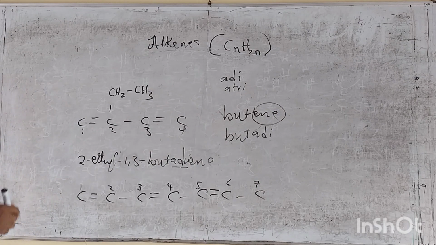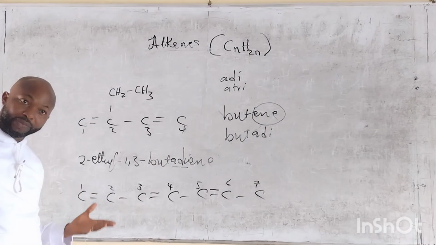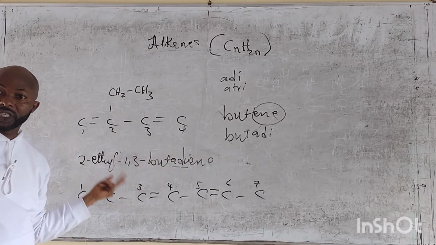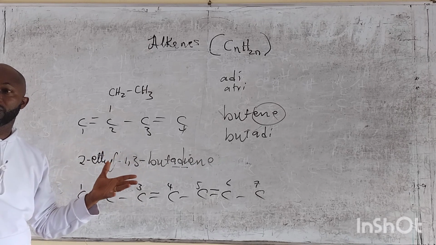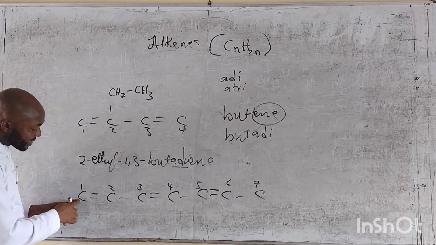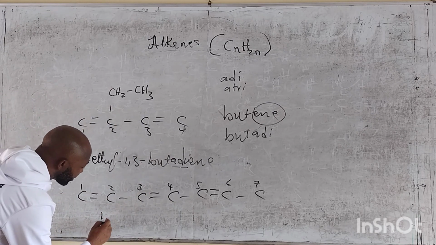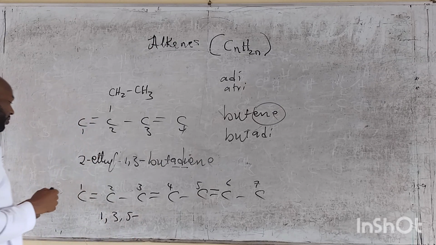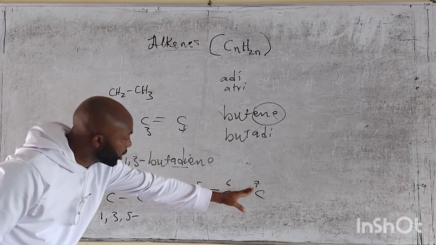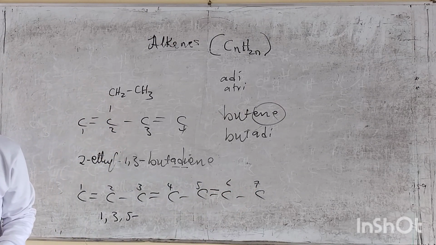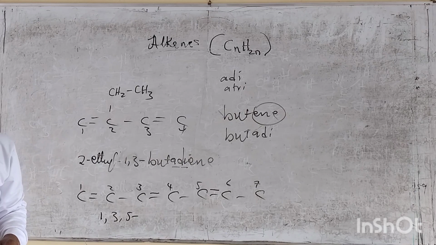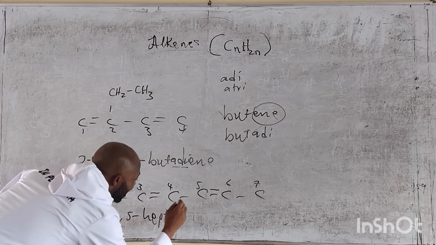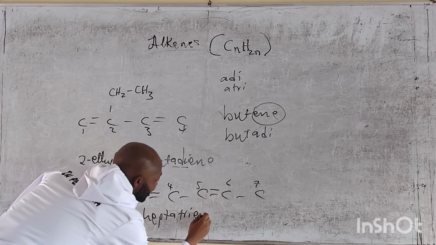In this case, 7 is called hep. Heptene, if it is one double bond. So let's position them: 1, 3, 5. How many? Heptatriene. Yes, that's 7. So 1, 3, 5, heptatriene. There are 3 double bonds.